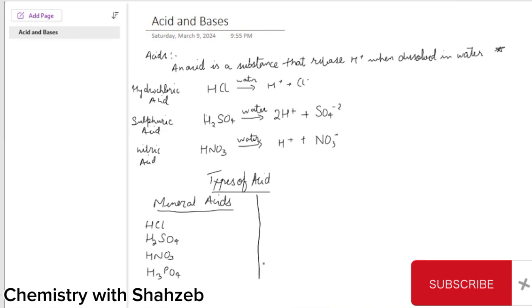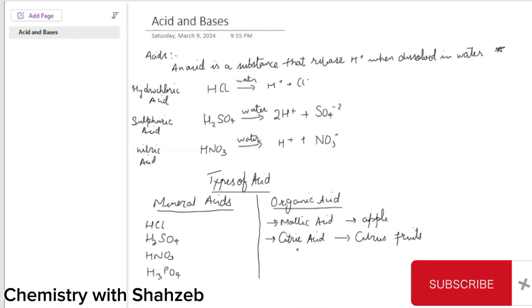The other type of acids are organic acids. Organic acids are those acids which occur naturally. For example, malic acid, which is present in apple. Then the other is citric acid, which is present in citrus fruits. So these are the common types of organic acids.